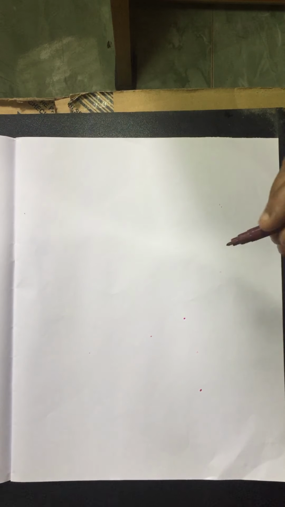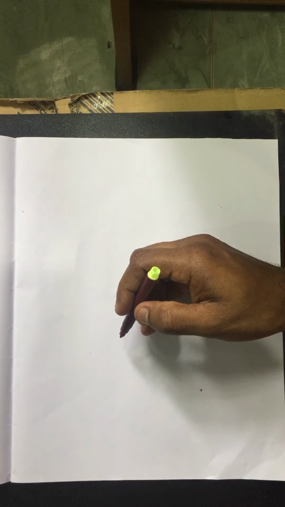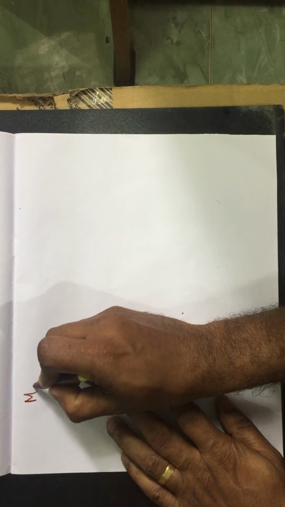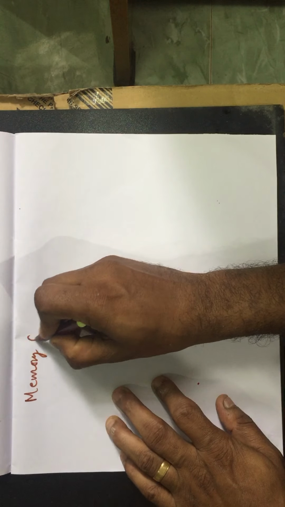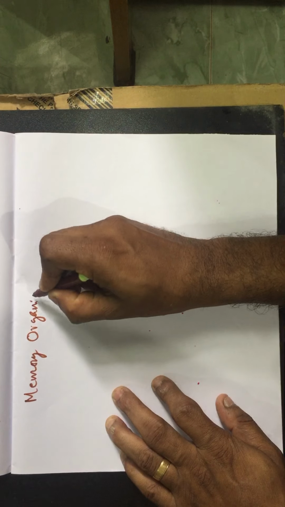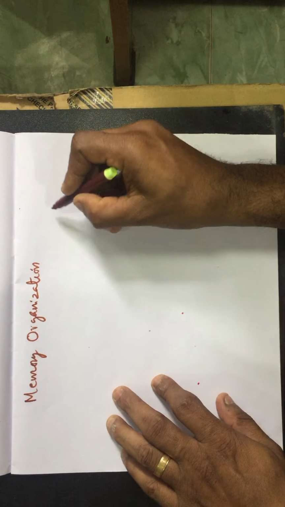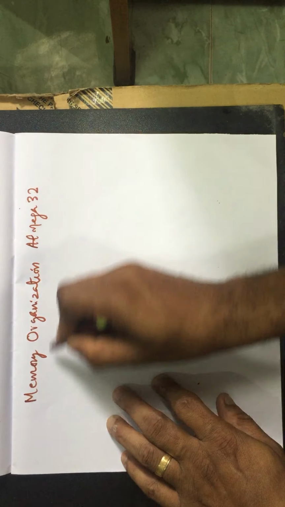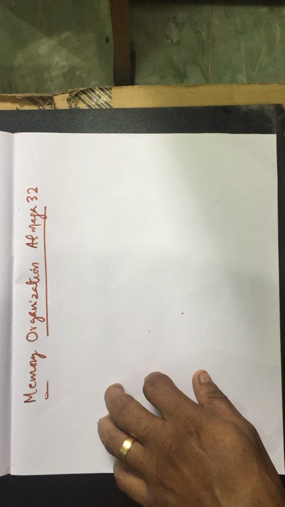Hi students, in the last class we studied the architecture of the AVR microcontroller, in which we learned different types of memories, registers and so on. Today we will study the memory organization of ATmega32.